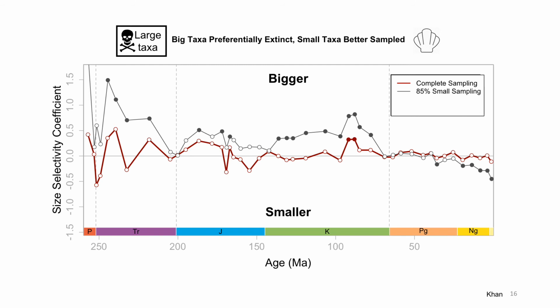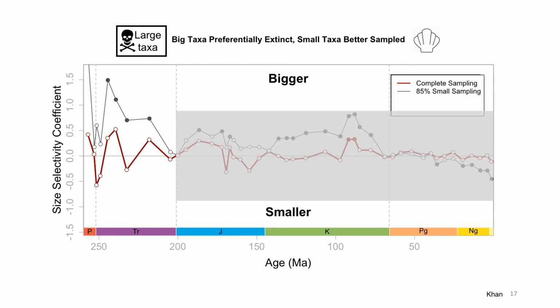When we start degrading the record by sampling small taxa much better than larger, we start to notice many more instances where coefficients indicate significant extinctions for large taxa. The difference between the complete record and the degraded record are most obvious when we look at the subset containing 85% of small taxa and 15% of large taxa.